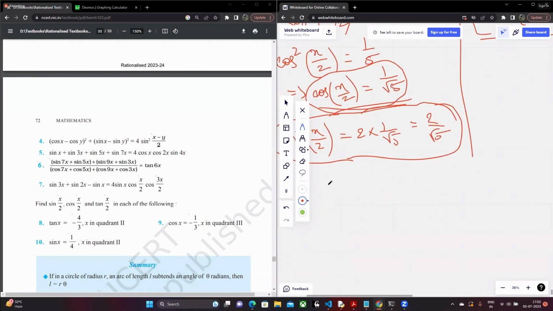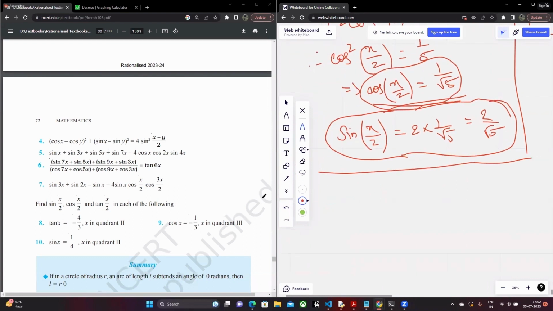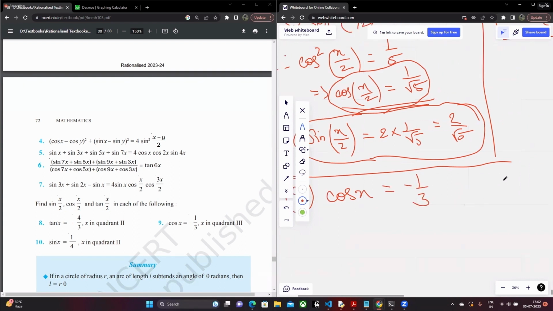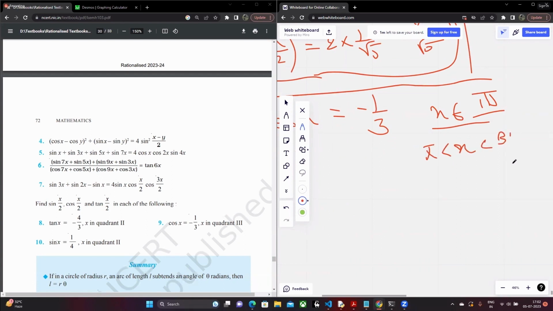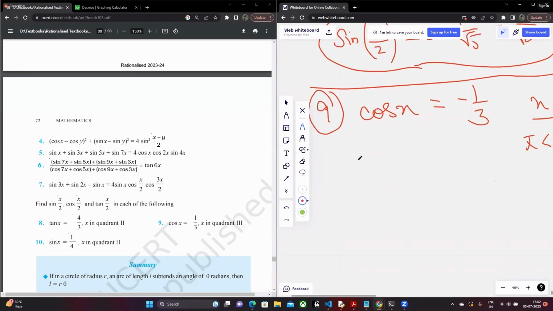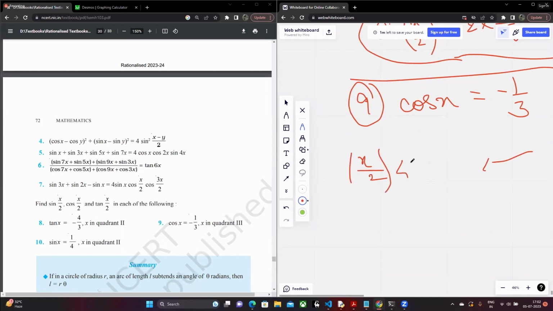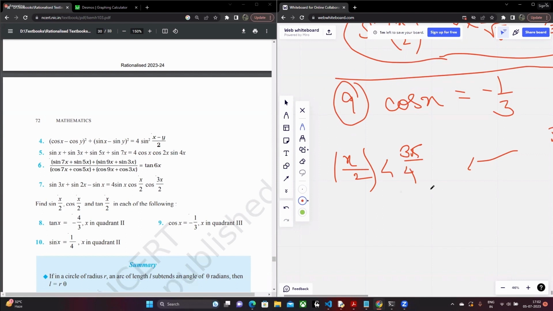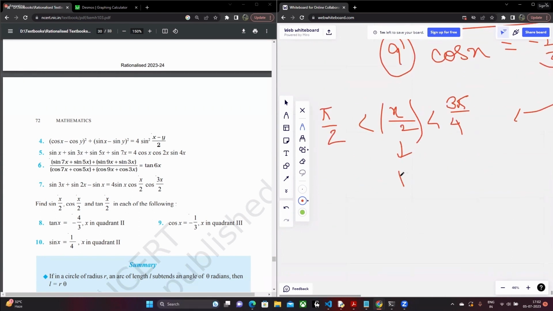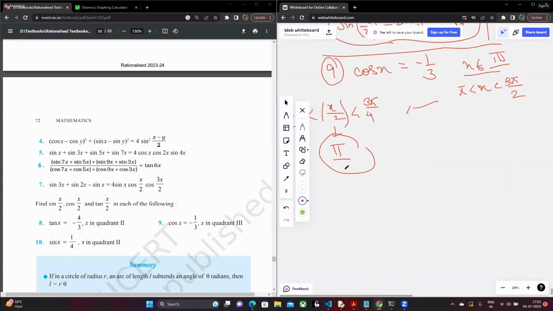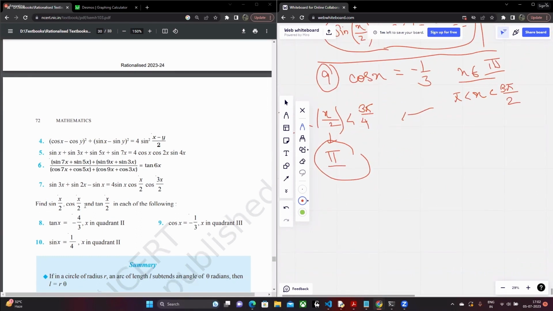All right. The second last question, number 9. Cos x is minus 1 by 3 and x belongs to the third quadrant. If this is the case, then remember that pi is less than x is less than 3 pi by 2. Right? Which means that since you're dealing with half angles, x by 2 is going to be less than 3 pi by 4 and it is going to be greater than pi by 2. Which means that x by 2 lies smack in the middle of the second quadrant. Right? Second quadrant means that sine is positive, cos is not, tan is not.